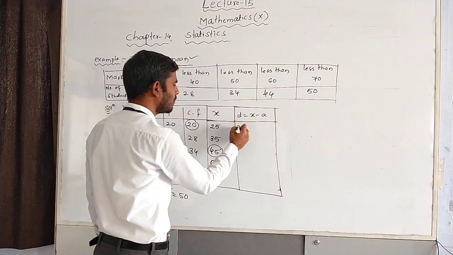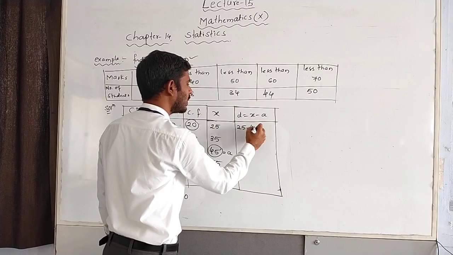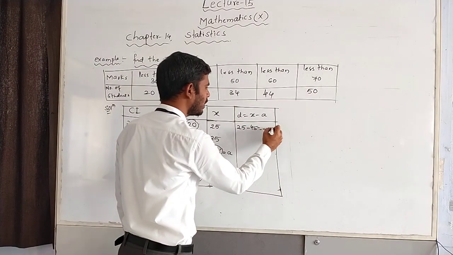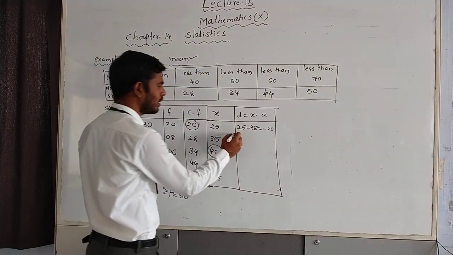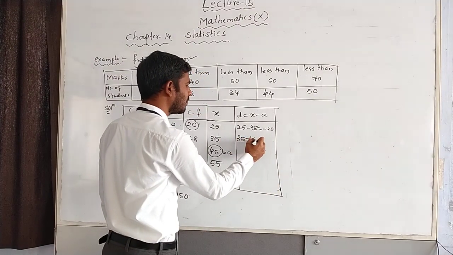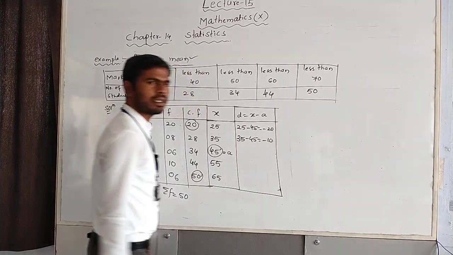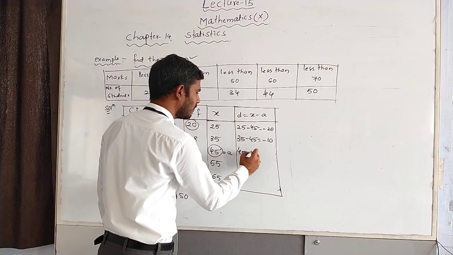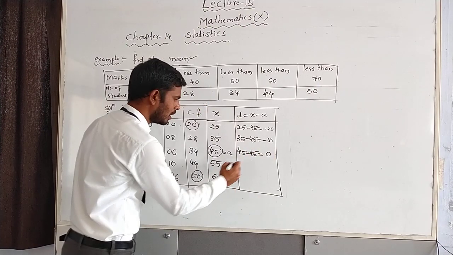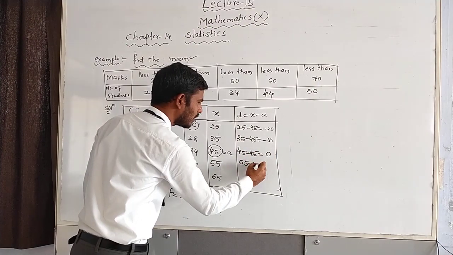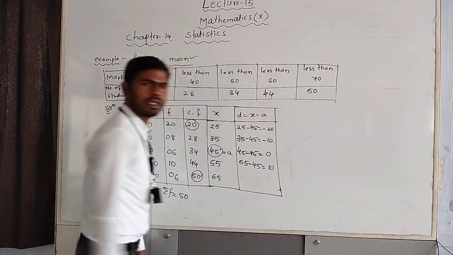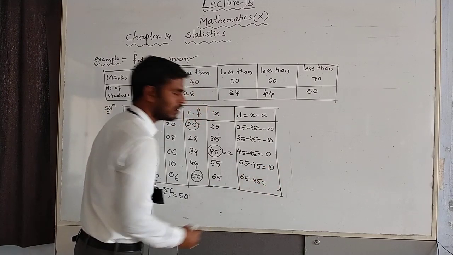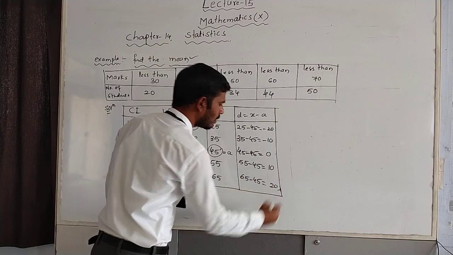The x value is 25, the a value is 45, so 25 minus 45 is minus 20. Next, 35 minus 45 equals minus 10. Next, 45 minus 45 equals 0. Next, 55 minus 45 equals 10. Next, 65 minus 45 equals 20.